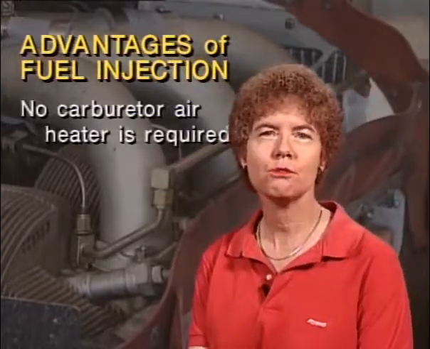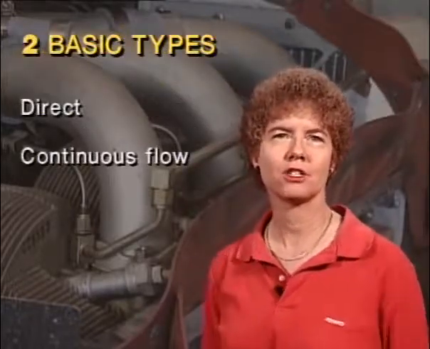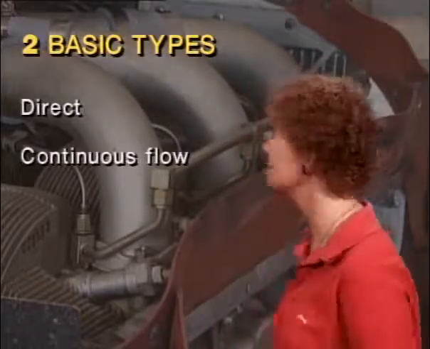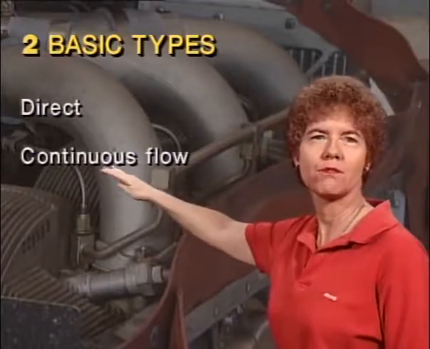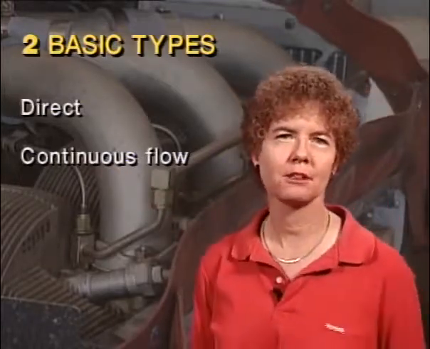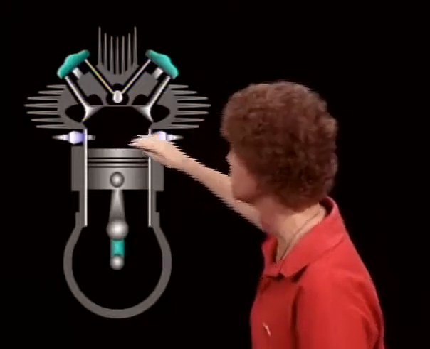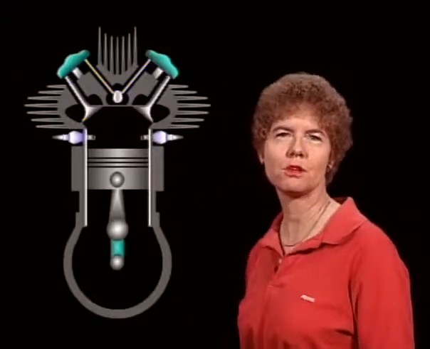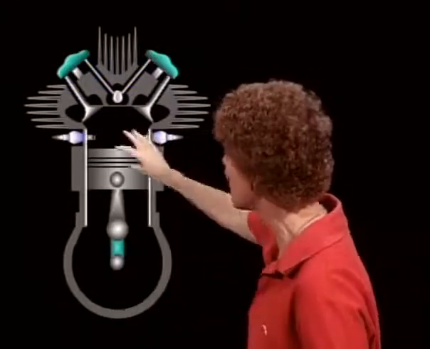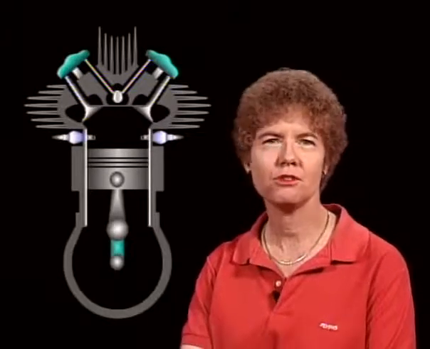Now, there are two basic types of fuel injection systems. You've got the direct type and you've got the continuous flow. Let's talk very briefly about the direct type. With direct fuel injection, what happens is the fuel is forced directly into the individual combustion chambers. It's forced in timed high-pressure spurts right into the combustion chambers. That is a complicated system, and it's difficult to maintain. So it's not used much anymore.